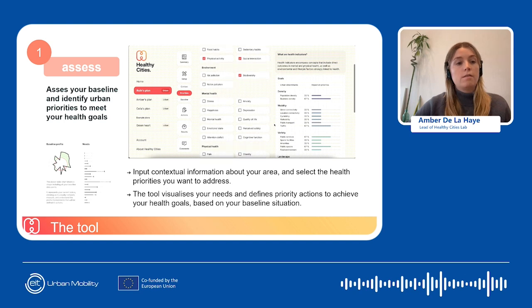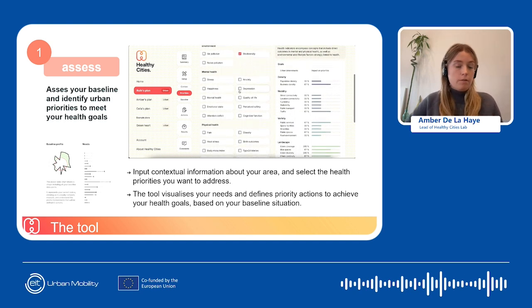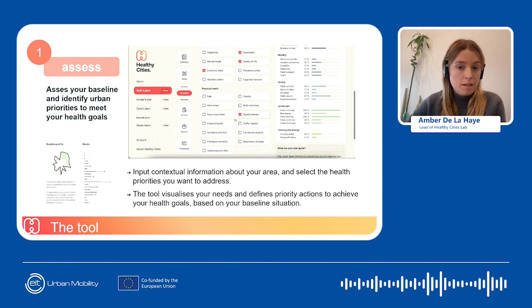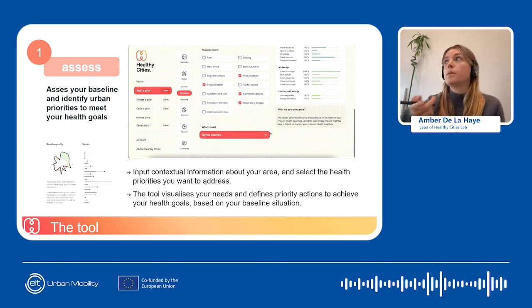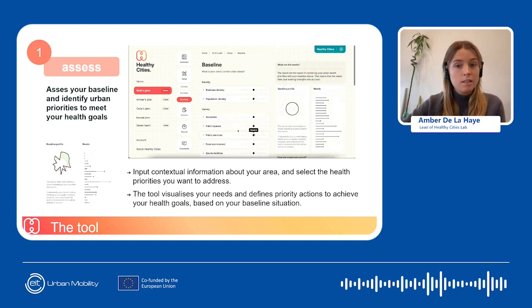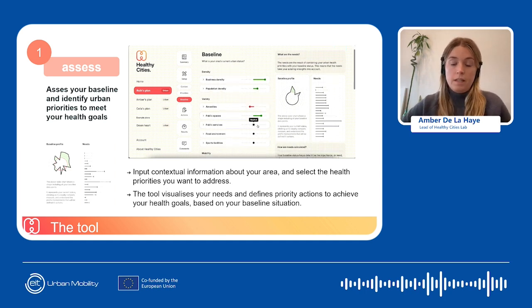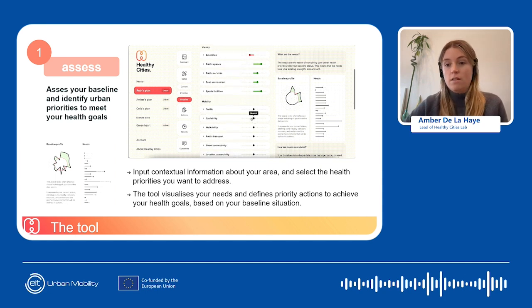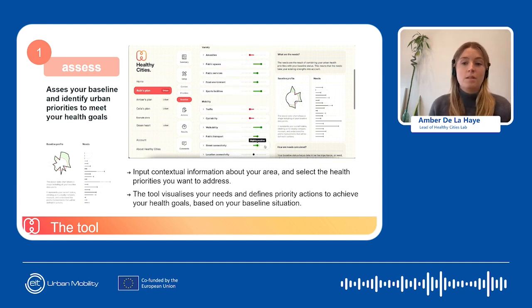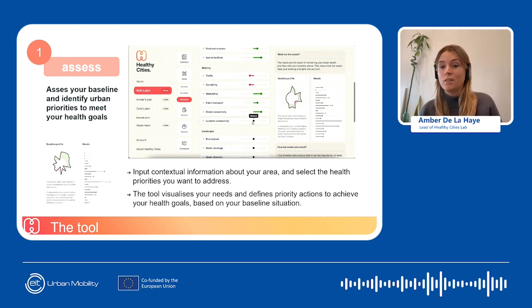So for a bit more detail, first we ask for contextual information about your area, including your health goals and an assessment of your area's baseline. So this is really useful to help identify your priorities because, for example, a neighborhood with an elderly population concerned with the risk of loneliness and with falls needs a different urban intervention to one with a wealthy population struggling with stress and lots of traffic.